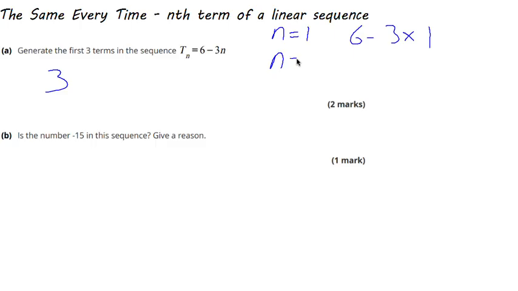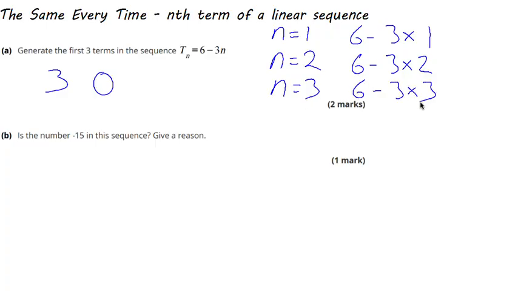Second term, everywhere I see n in the formula, I'm going to put 2 instead. So 6 minus 3 times 2. 3 times 2 is 6. 6 minus 6, that will be 0. So the next term is 0. And the third term, so n equals 3 in my formula. 6 minus 3 times 3. 6 minus 9. Start at 6 on your number line. Count 9 to the left. That takes me down to negative 3.